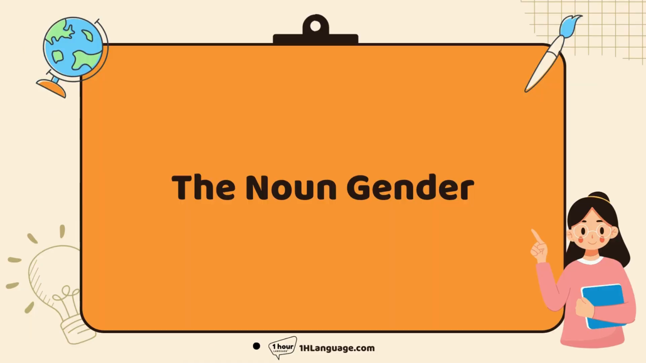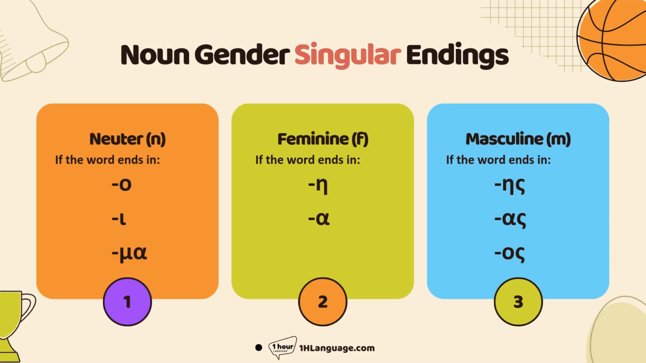Okay, so let's learn the gender of a noun, or a thing. Greek nouns have one of three genders: neuter, feminine, or masculine, as you can see on this slide. Now, when a word ends in one of these 8 endings, it will tell you the gender of the word 99% of the time. The neuter endings are o, i, ma. The feminine endings are i, a, and the masculine endings are is, as, and os.